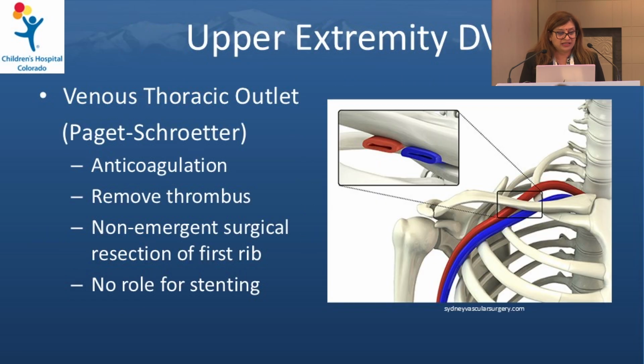Upper extremity DVT, we actually do have venous thoracic outlet syndrome, which is really just an effort-induced thrombosis where the subclavian vein is being trapped between the first rib and the clavicle. When a patient comes in with that, we will anticoagulate them, we will remove thrombus, and we refer them for non-emergent surgical resection of that first rib. There is no role for stenting in this case. You really just have to relieve that extrinsic compression.